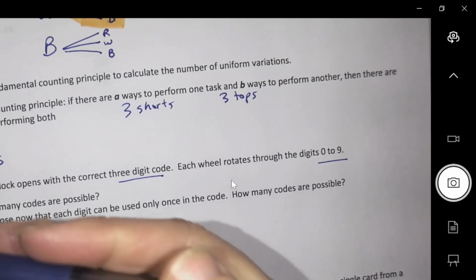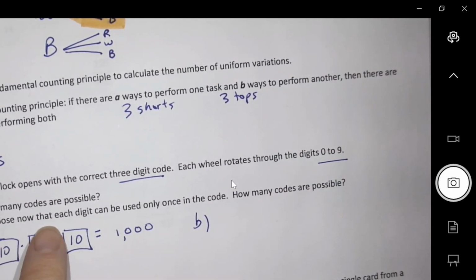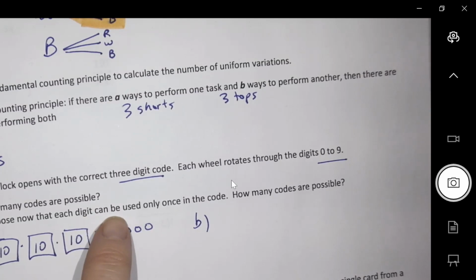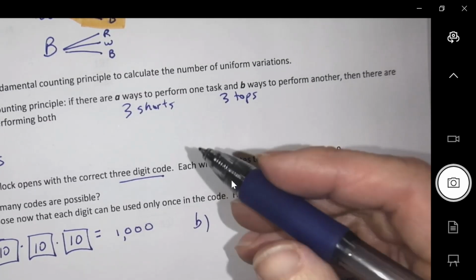Question B. So that was A. Suppose now that each digit could only be used once. So you can't use a 4 and then another 4. You can't repeat something.